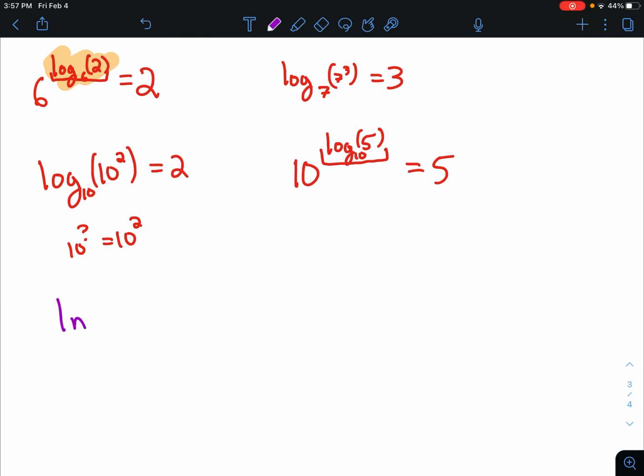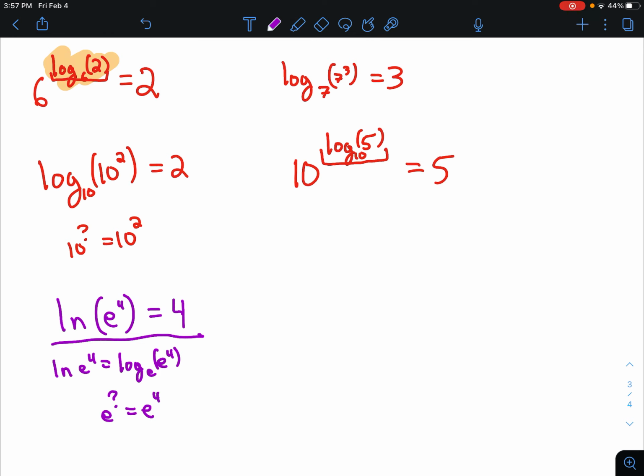And 2 more examples. What if we have the natural log, ln, of e to the fourth? Well, this is equal to 4 because ln e to the fourth, the natural log is just equivalent to log base e. And it's just such a common one that we use, we call it natural log, or ln. Just like e is considered our natural base, well, if we say ln, it's implied that it is log base e. And then we're saying e to what power is equal to e to the fourth? Well, of course, the answer there is 4.